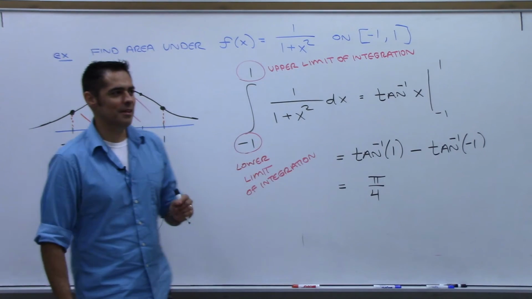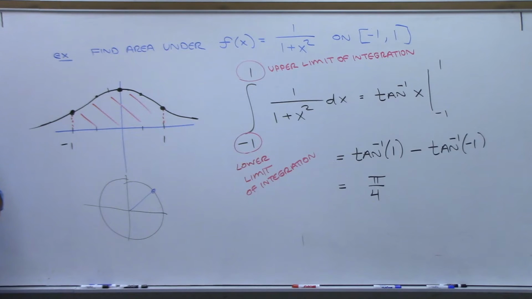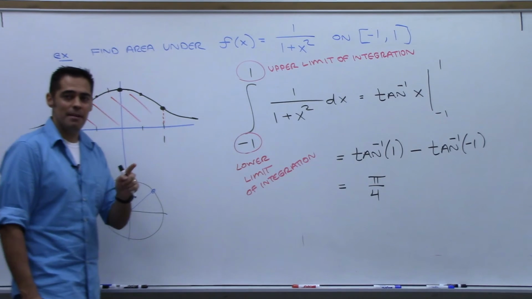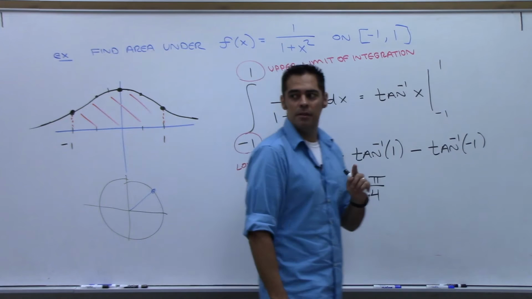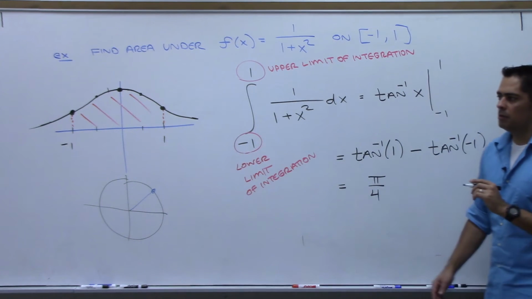Domain restrictions, yes. What are the domain restrictions on the arctan function? Your answer has to be between -pi over 2 and pi over 2. Negative pi over 2, negative pi over 4. That's right.